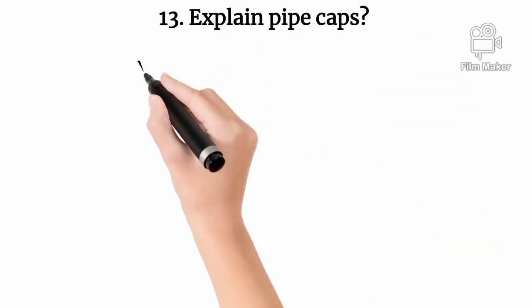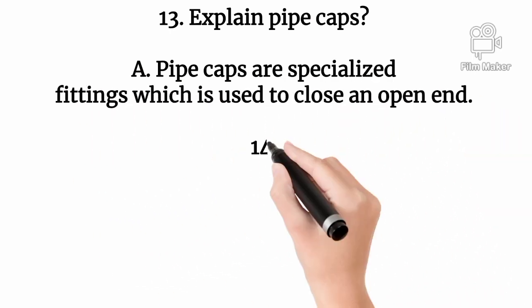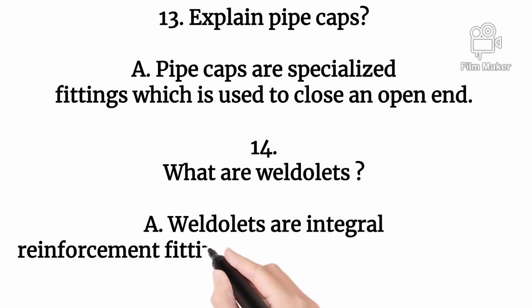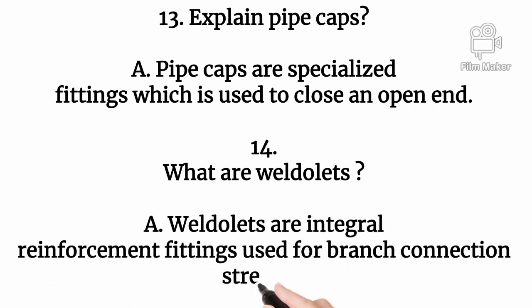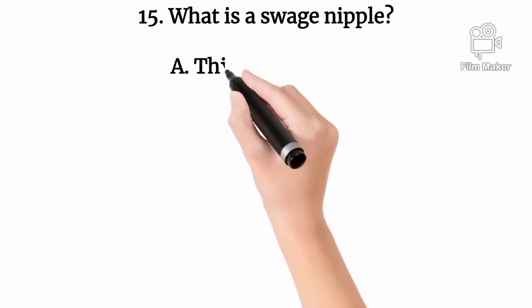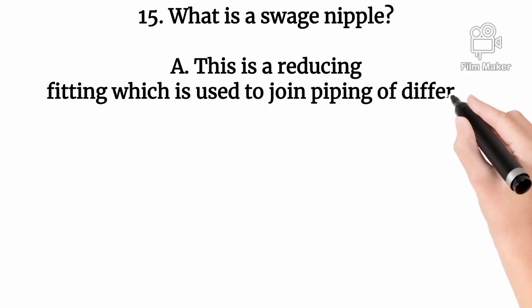13. Explain pipe caps. A. Pipe caps are specialized fittings which are used to close an open end. 14. What are weldolets? A. Weldolets are integral reinforcement fittings used for branch connection strength. 15. What is a swage nipple? A. This is a reducing fitting which is used to join piping of different sizes.